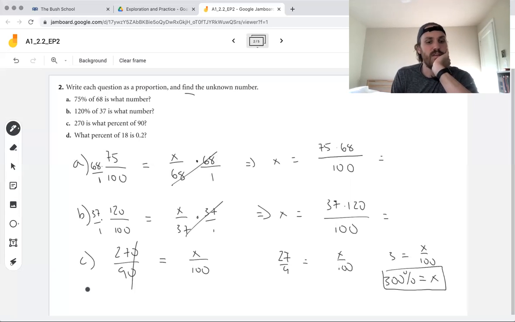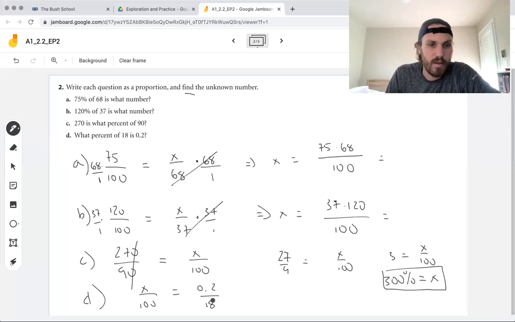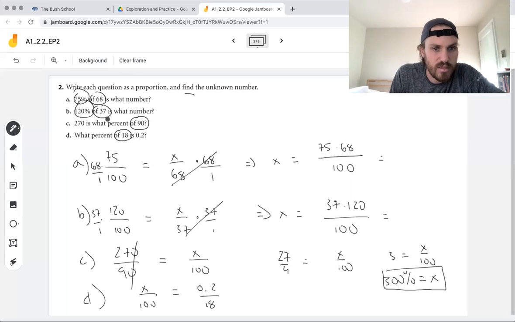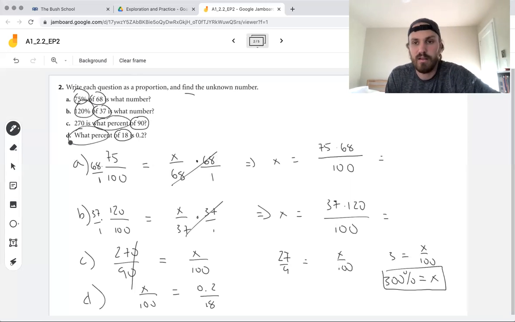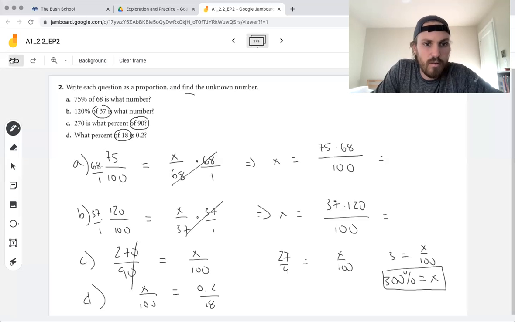Okay. For D, what percent? That's going to be x over 100 is, what percent of 18 is 0.2? So that should be 0.2 over 18, and then you can solve it from there. Hopefully that helps a little bit. Just remember that the things that come after of need to be in the denominator, and one side should be the percentages. That can at least help you when you're translating from percentage questions to proportions.